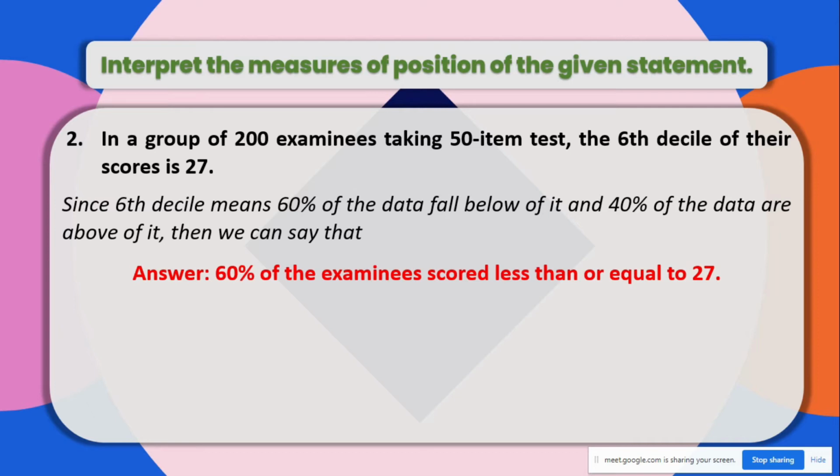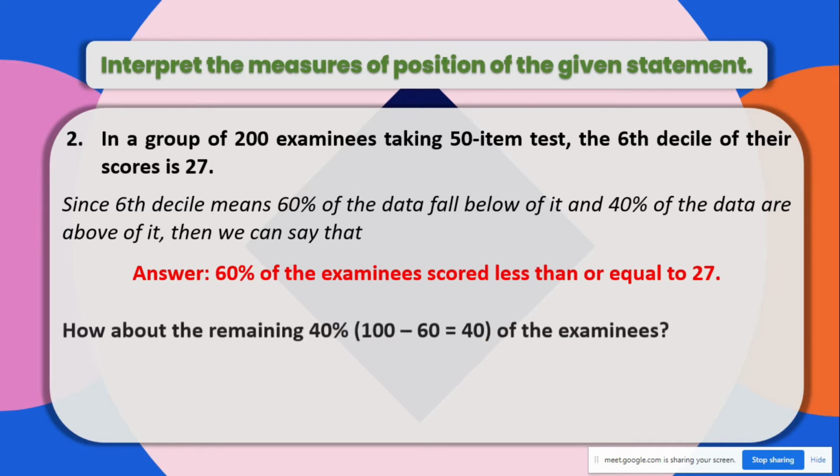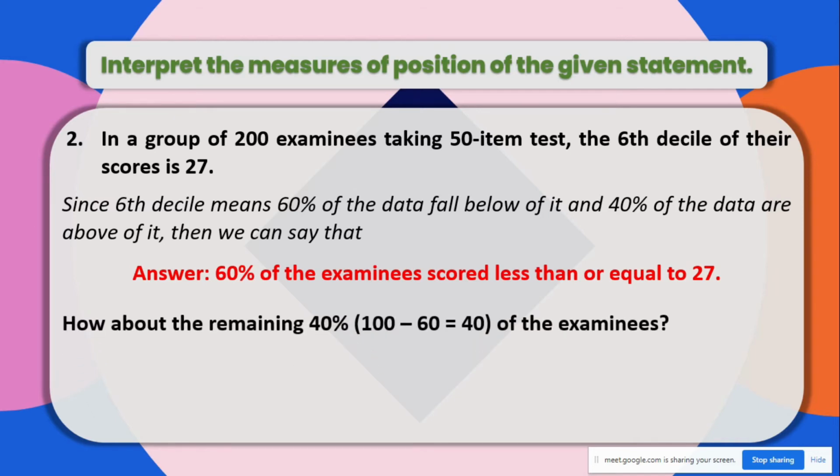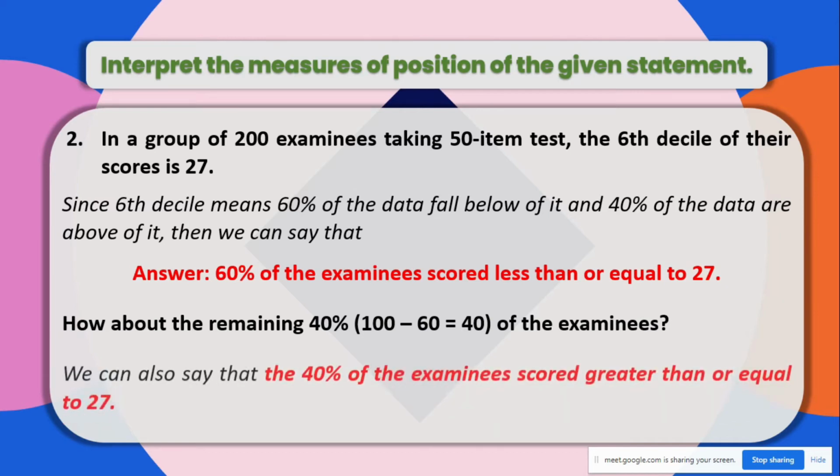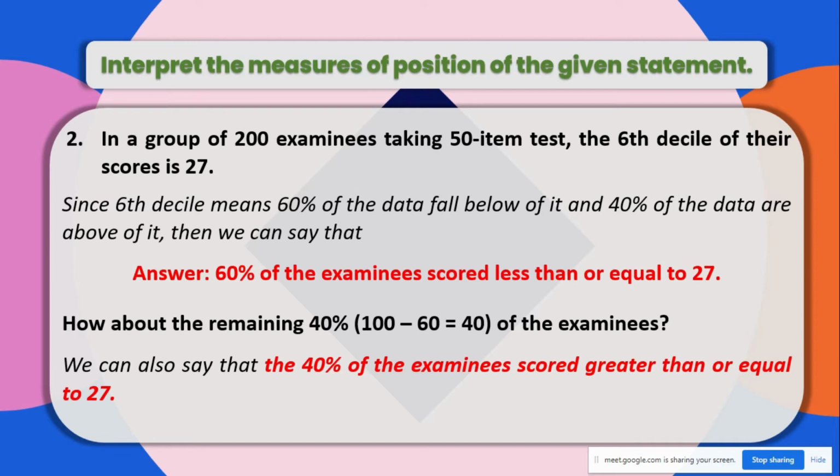Okay, paano kinuha yung 40%? Ilan yung total natin na percentage? 100%. Okay, so 60% pa yung isa. So in other words, 40% naman yung kabila. So kung less than is 60, 40% naman yung greater than. So we say 40% of the examinees scored greater than or equal to 27.